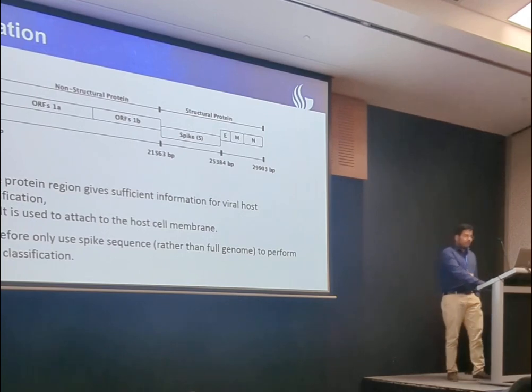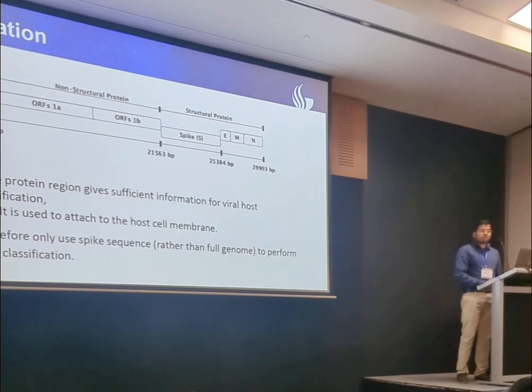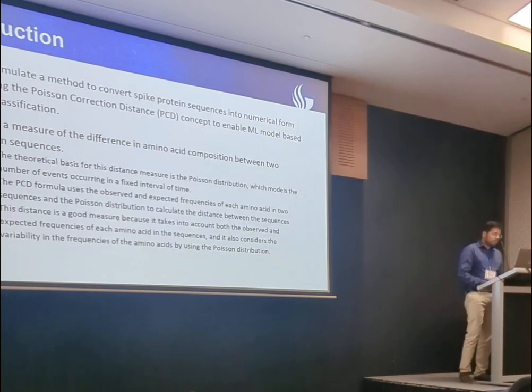The kind of data that we used is the spike protein region. As we all know probably, the genome of SARS-CoV-2 is 30 kb in length, but the majority of mutation happens in the spike region of the protein of the virus. So we have taken the spike protein only instead of the whole genome to perform the host classification in this paper.